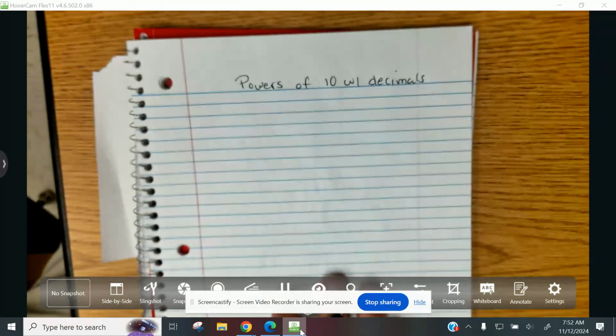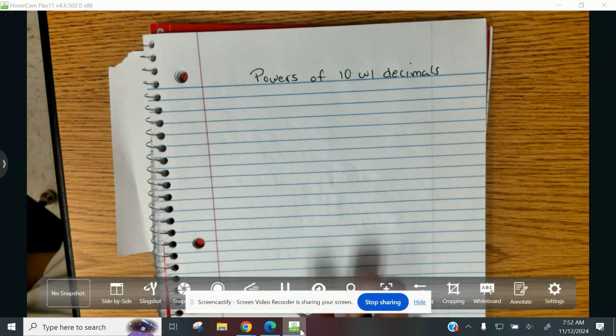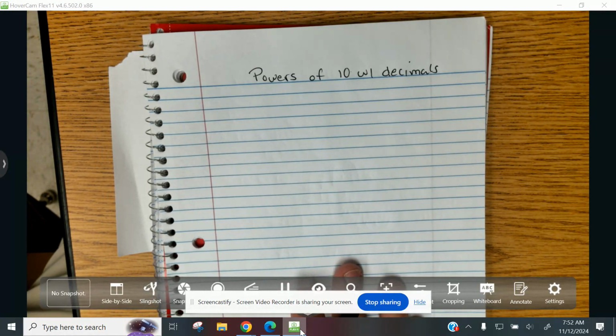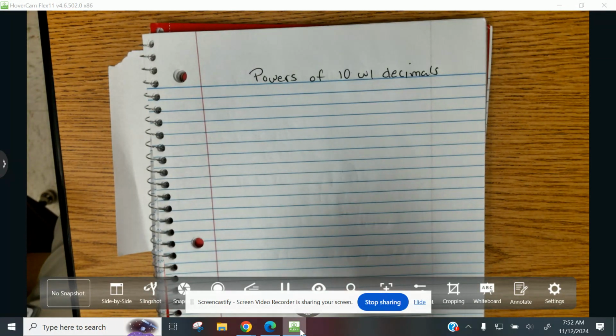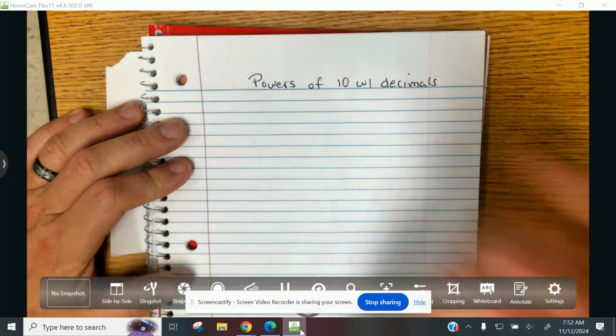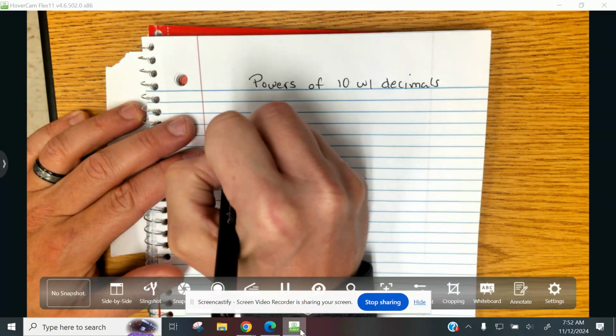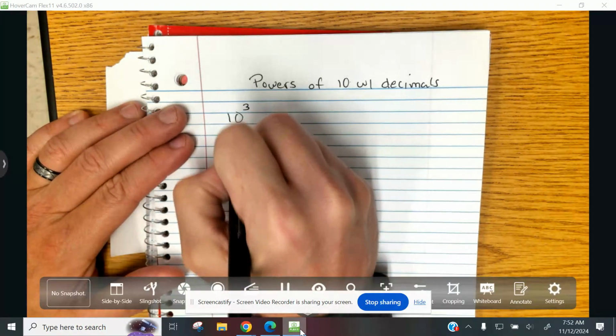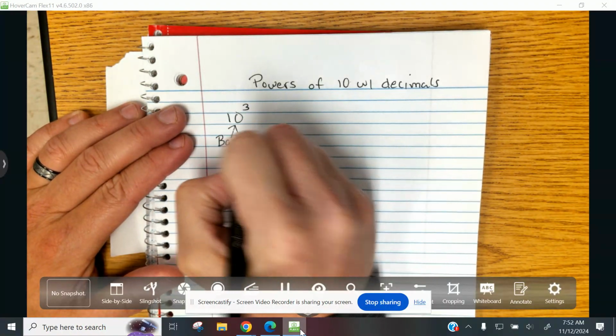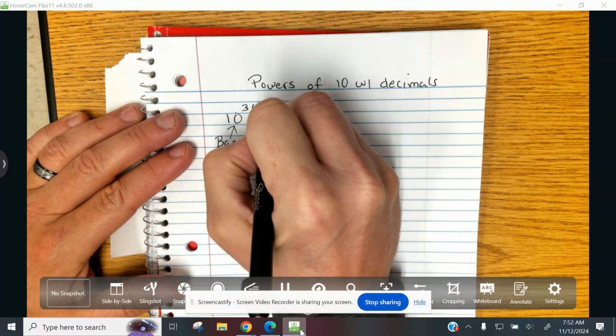Okay, so you should have your notebook with me, following along as I already titled it, Powers of 10 with Decimals. So first off, let's recap. What is powers of 10? Let's just real quick, just 30 seconds, remember how to do this. If I had 10 to the third power, this is your base. That's what we call your base number. This is called your exponent.